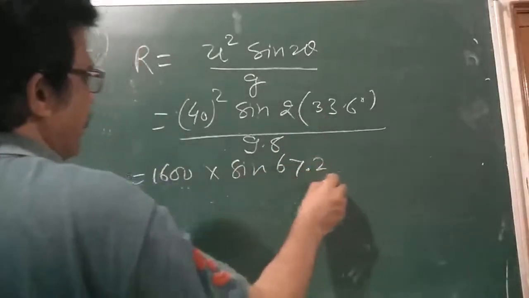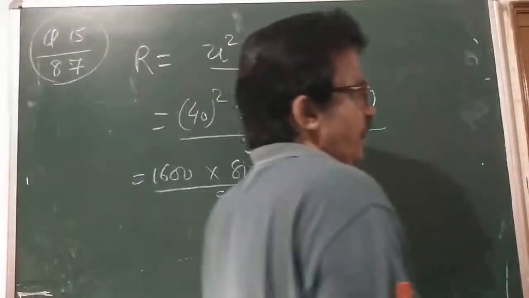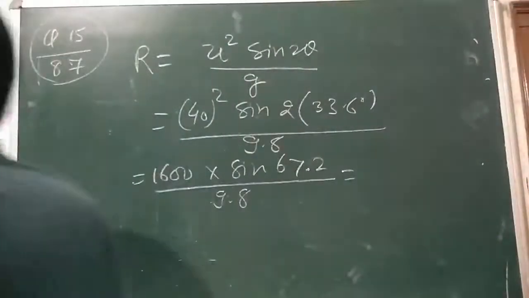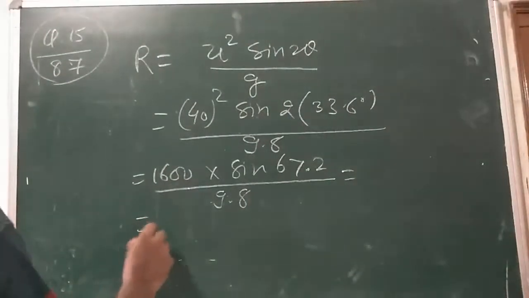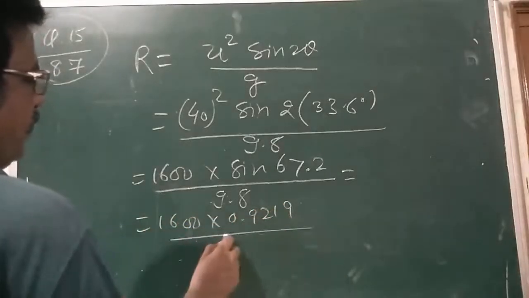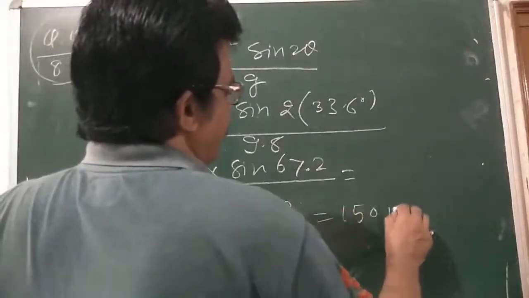Again use the tangent table. Ask your teacher, give me the table, and see in front of 67 and 0.2 you will get it. The value is 1600 into 0.9219 divided by 9.8. Solve it. It is also important how much time you are taking to solve simple mathematics. That depends on your practice. That is around 150 meter.